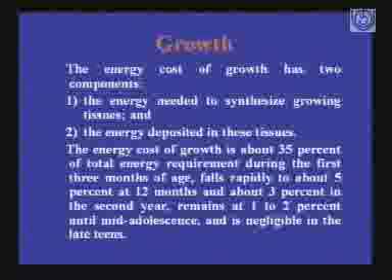We know that during the first year, the child grows really fast. The rate of growth is fast, and the tissues are being developed, and energy is required to synthesize the growing tissues, and the energy is deposited in these tissues. Therefore, energy is required for growth and development because of these reasons.